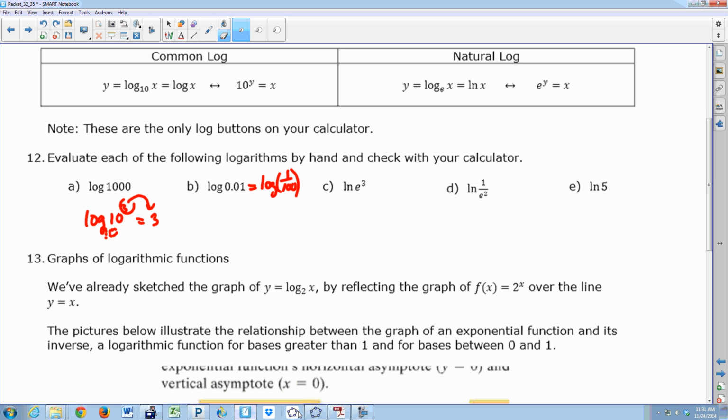So in your mind, hopefully you can say to yourself, 1/100th is the same thing as 10 to the negative 2. So if I take log base 10 of 10 to the negative 2, I just lift off my exponent, negative 2.